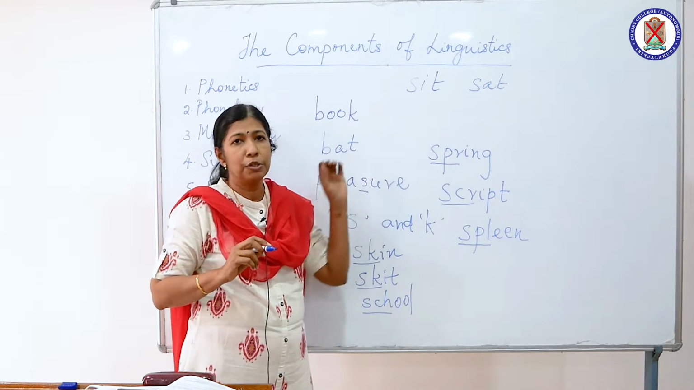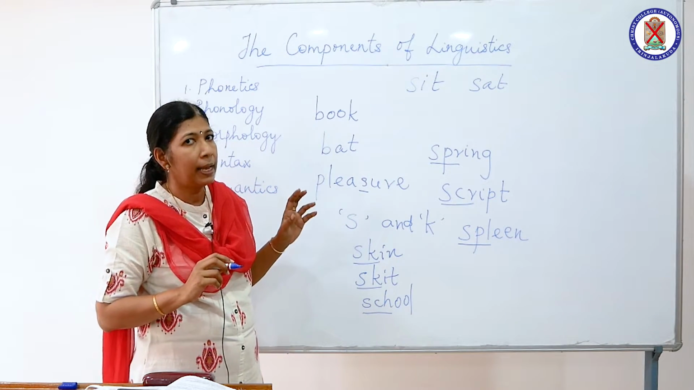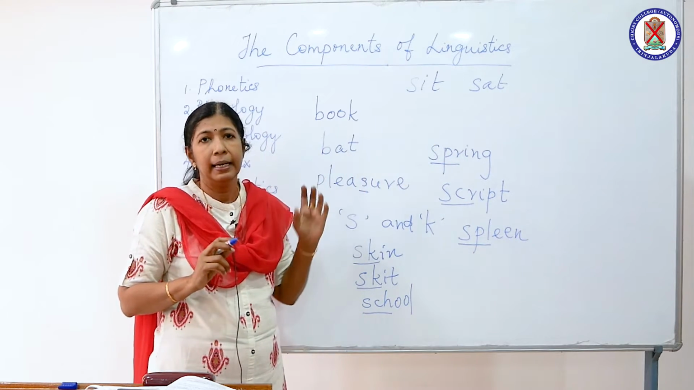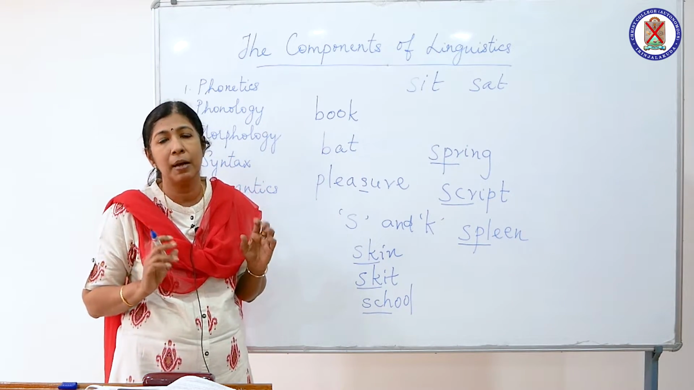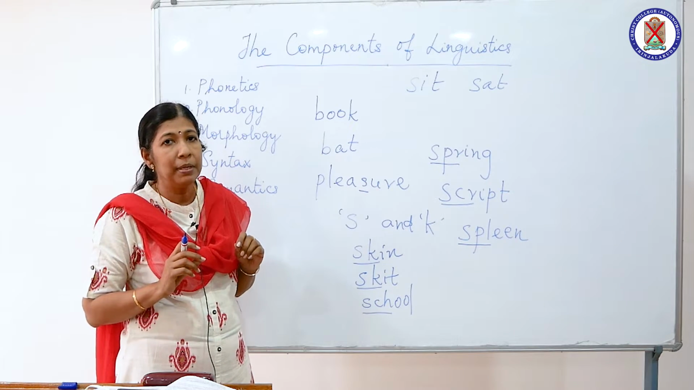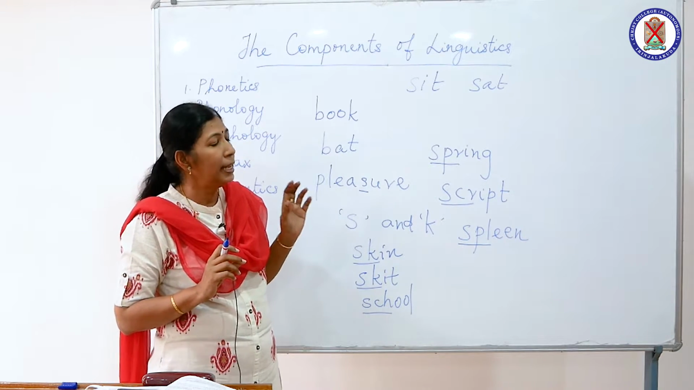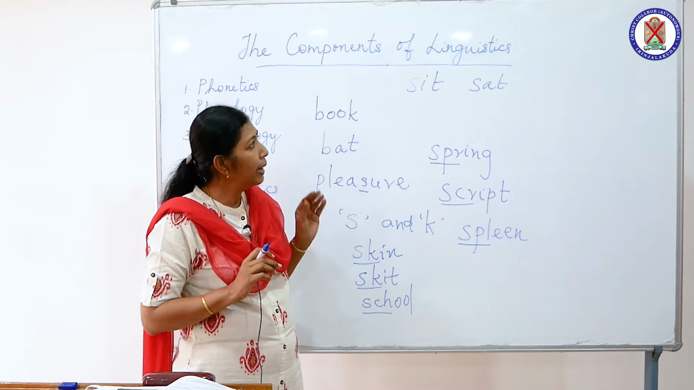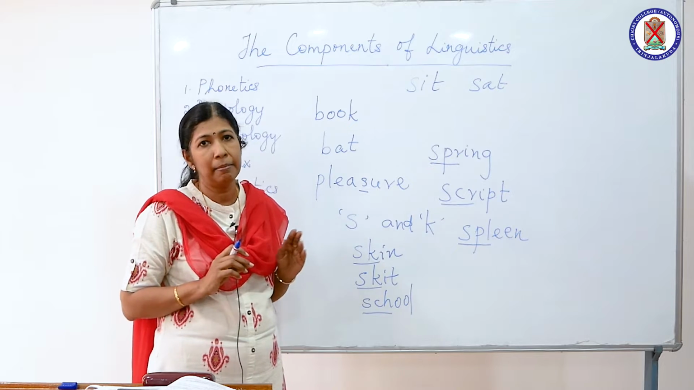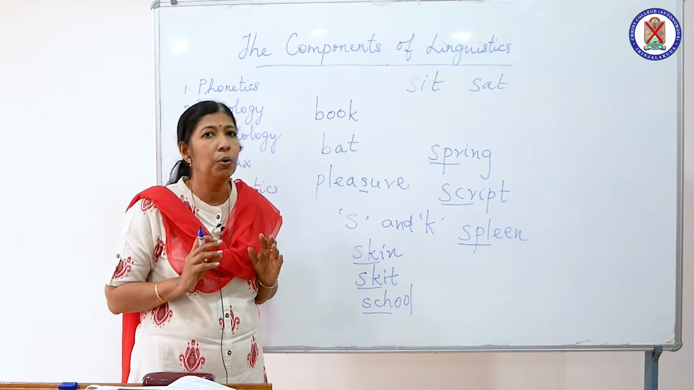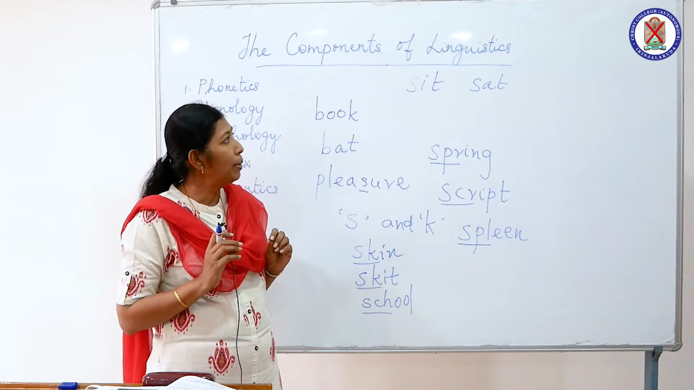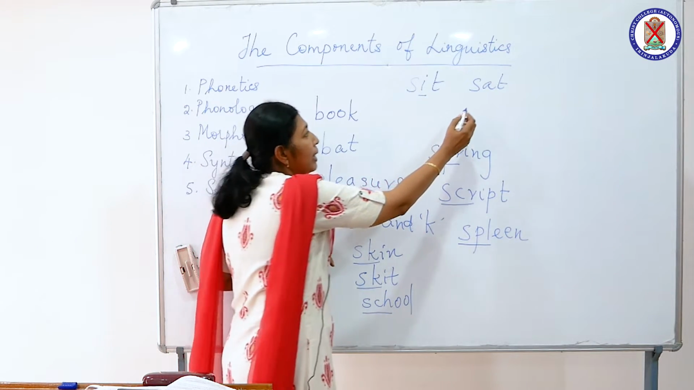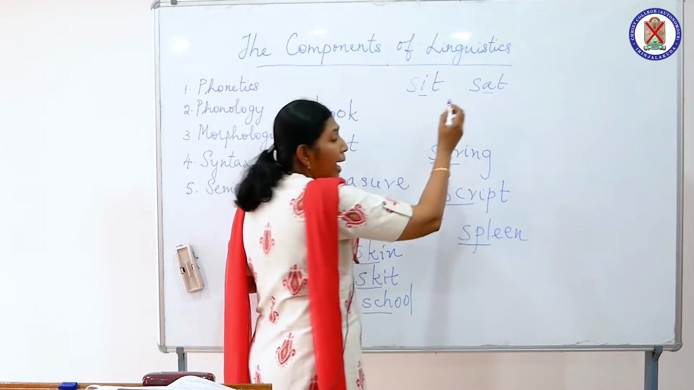If you observe these two words, sit and sat, you will see that they differ in just one sound. The vowel sound in these words is different. Both words begin and end in the same sounds. They differ only in the vowel sound. In sit, we have the vowel E. In sat, we have the vowel A.